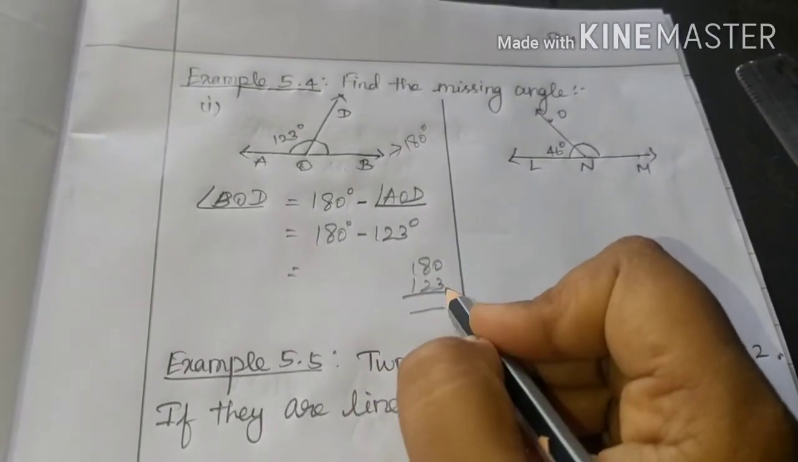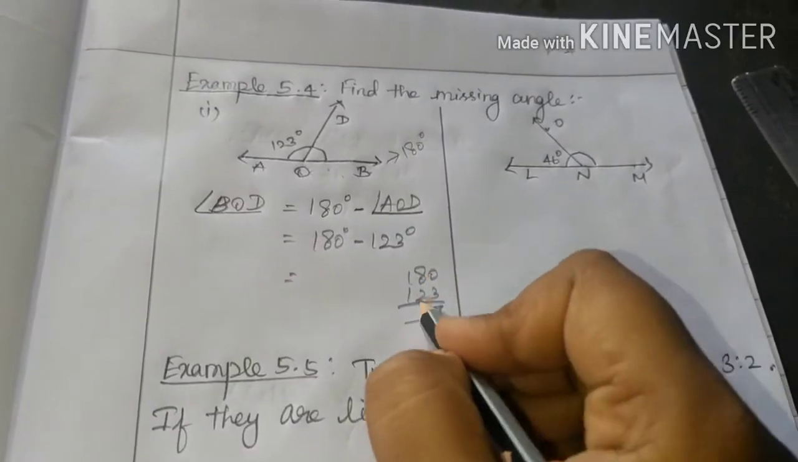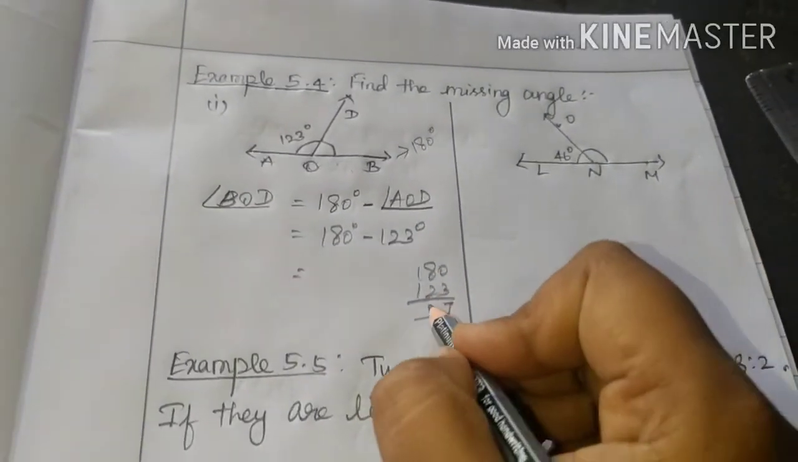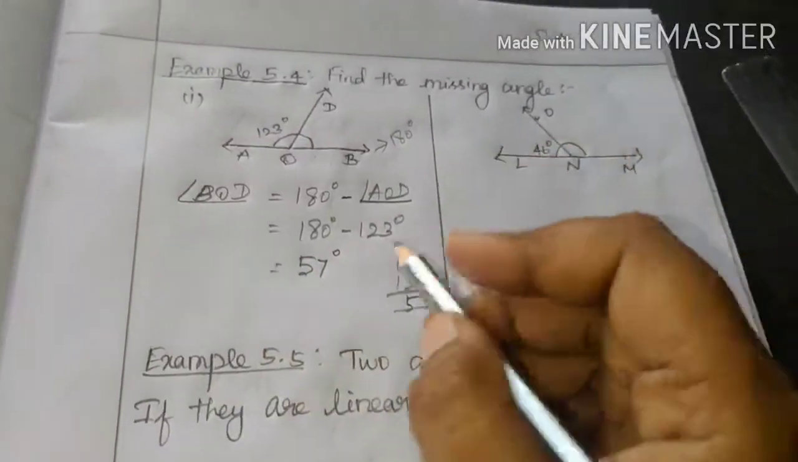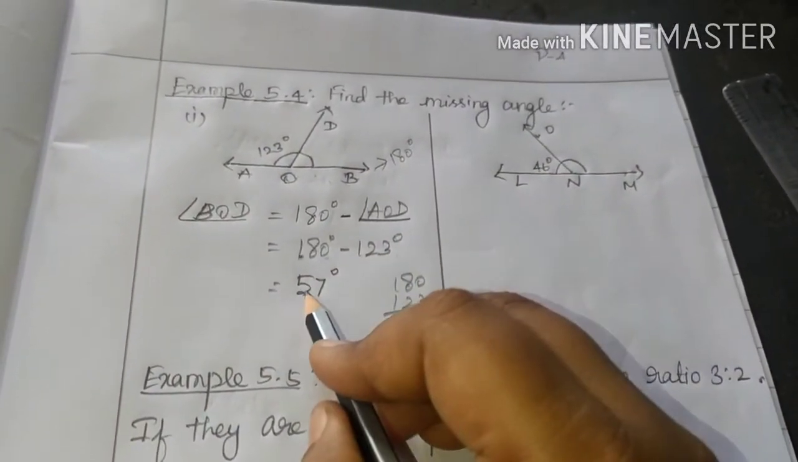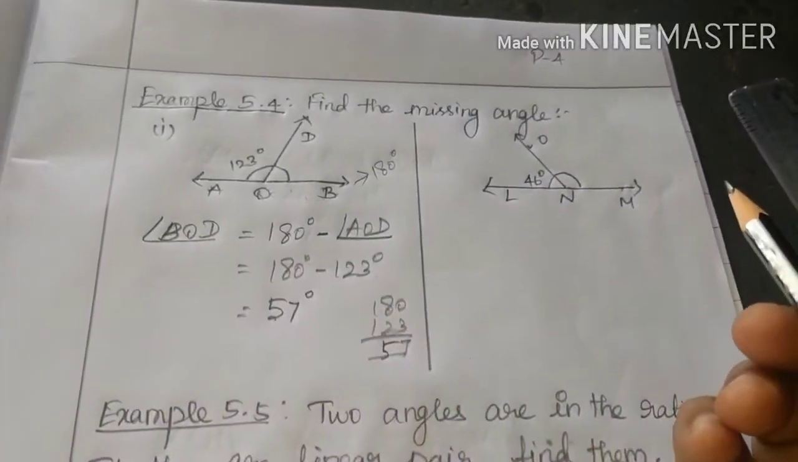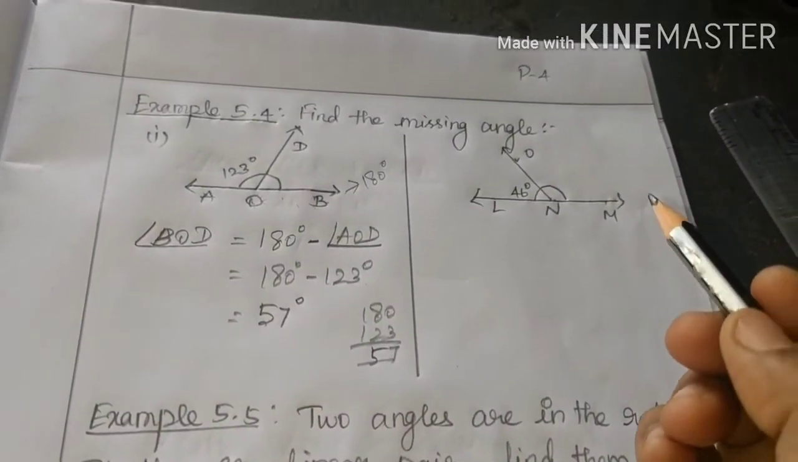Okay, 10 minus 3 is 7. 7 minus 2 is 5. Now I will get 57 degree. If you check, 123 plus 57, I will get 180 degree. Okay, are you clear, children?